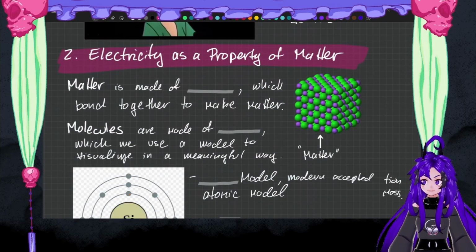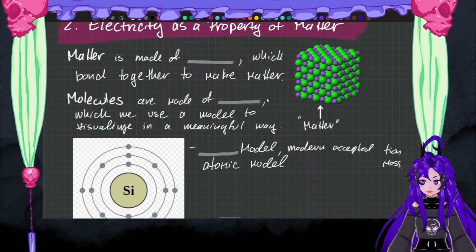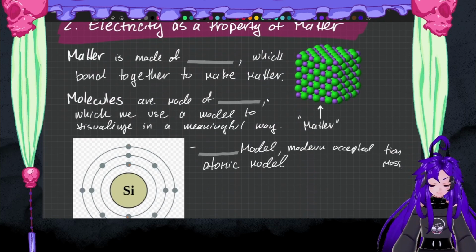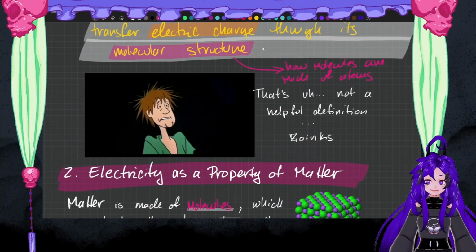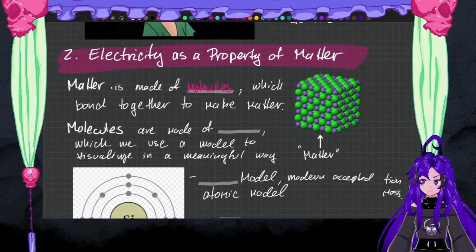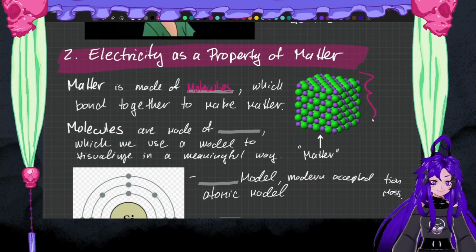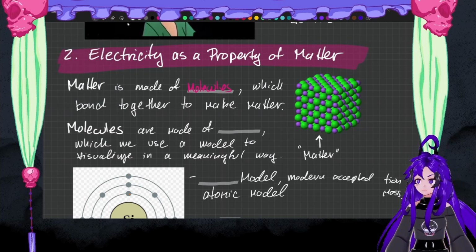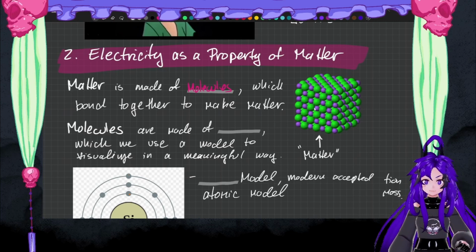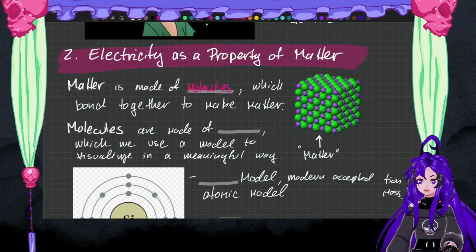So let's look at electricity as a property of matter. Matter is made of molecules, right? We just said that. We just said that this is how atoms and molecules go together. So matter's made of molecules, and this is a piece of matter. It's a non-specific something for the purpose of our example, so please bear with that. So this is a sample of something.